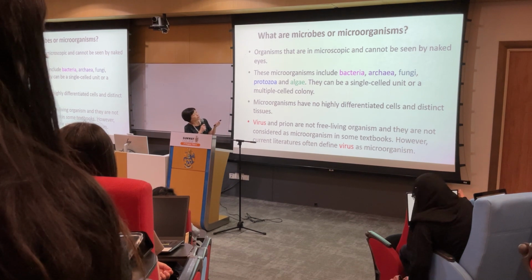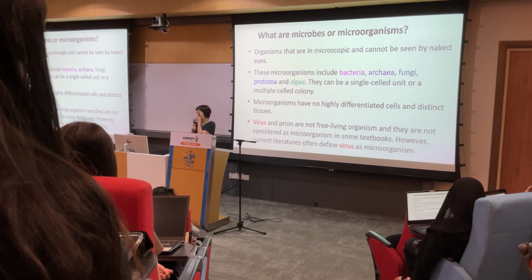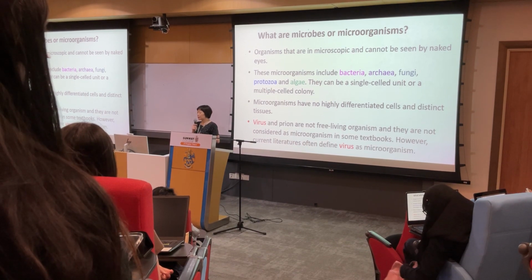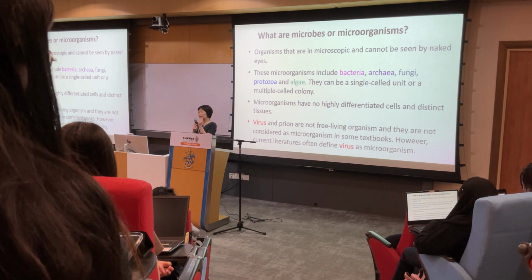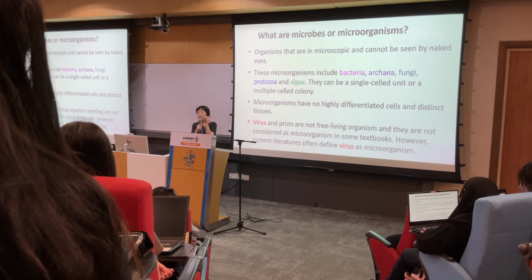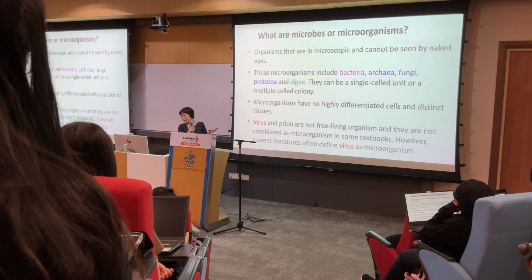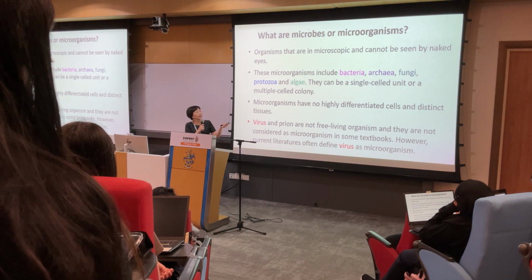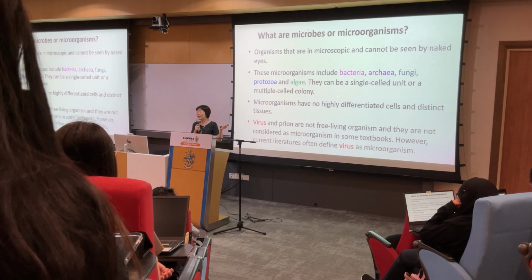And they include bacteria, archaebacteria, fungi, protozoa, and algae. And they can be single cells, or they can be multiple cells, meaning multicellular organisms. And one important thing, if you want to classify the microorganisms apart from eukaryotes, or some of them eukaryotes, or from animal or plant, let's say that.